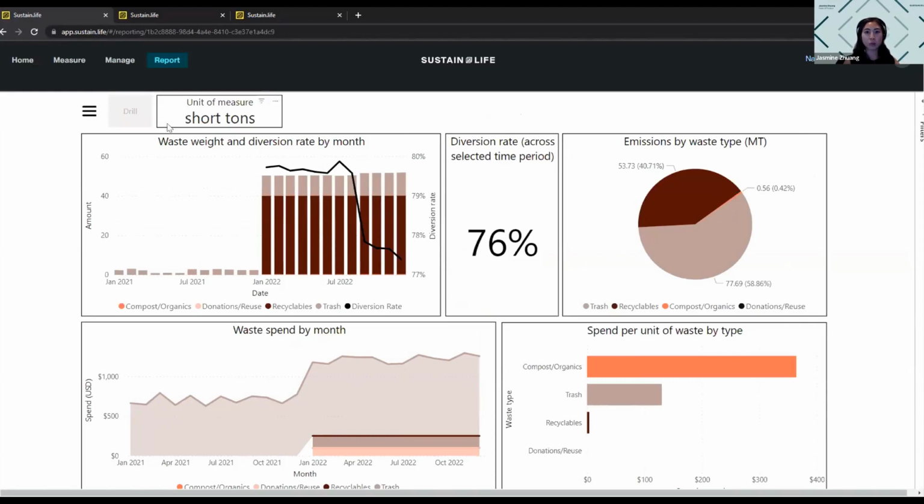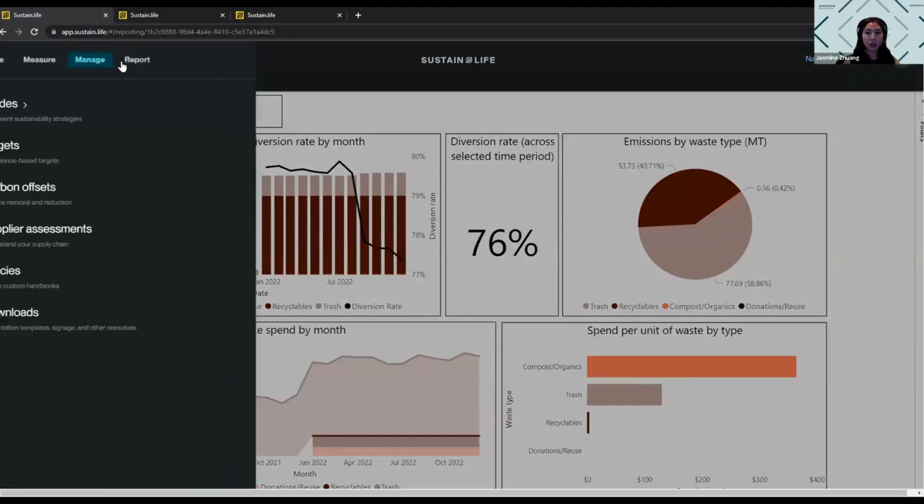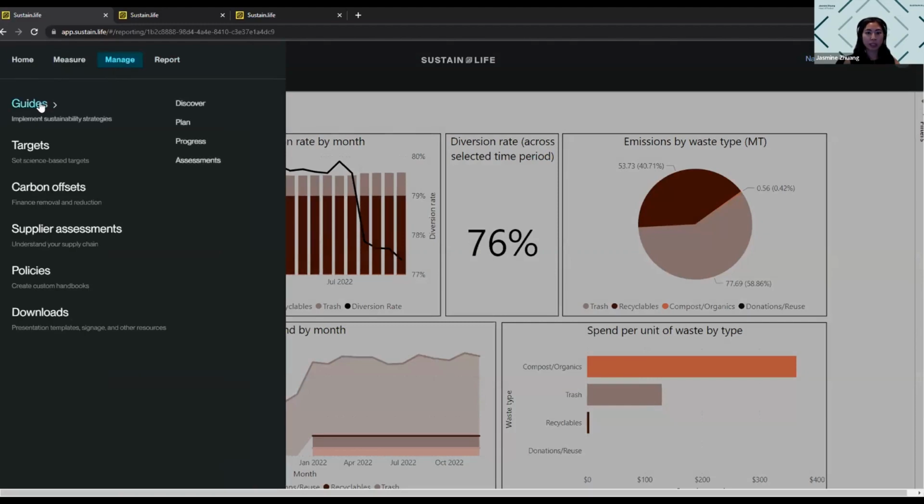And then lastly, what you can do is go over to our managed platform. An important thing about our platform is we not only empower you to be able to measure all of your emissions and waste data, but also take action off of it and actually make operational changes to how your business operates and your processes. So under the managed platform, I'll highlight the guides feature here. These are really productionalized sustainability strategies. We have over 100 of them broken out by category that help you implement these for your company.